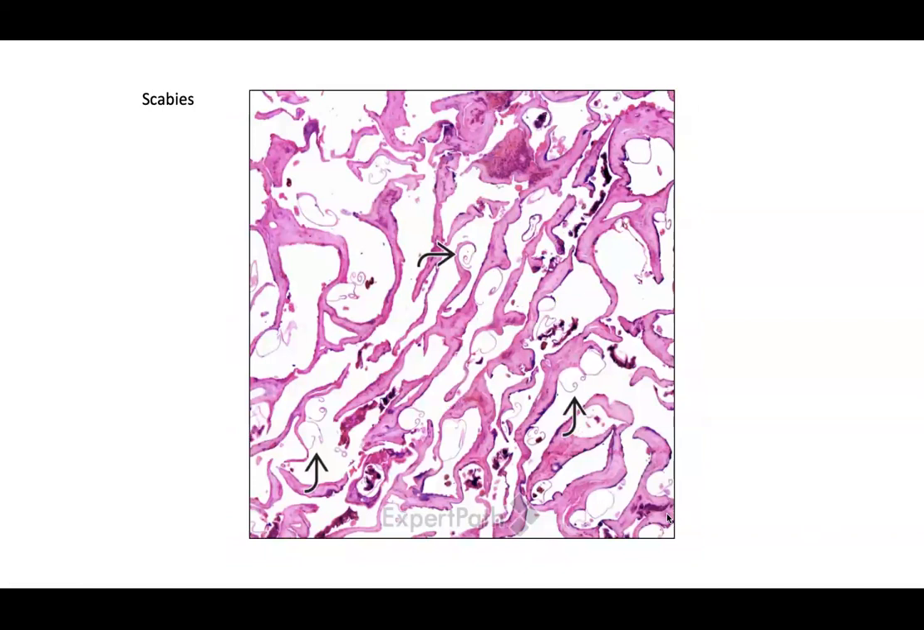So here is an example of the Norwegian or crusted scabies. You can see this diffuse hyperkeratosis or eosinophilic material, but then throughout you see these curlicues, as we call them, and these are little remnants of the scabies mite eggs that were left within that tissue.